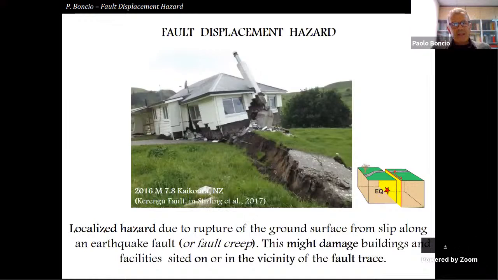So fault displacement hazard is a very localized hazard due to rupture of the ground surface from slip along an earthquake fault or from a fault creep. But in my presentation, I will talk only of co-seismic faulting, not creep. And this may damage buildings and facilities sited on or in the vicinity of the fault trace.